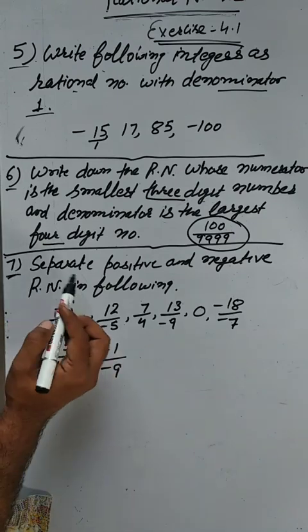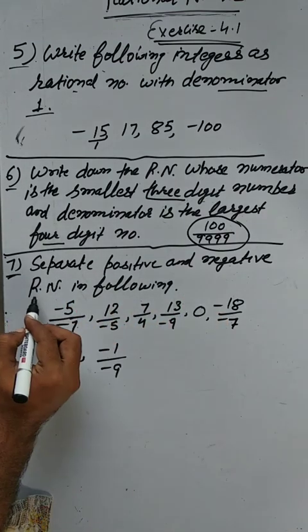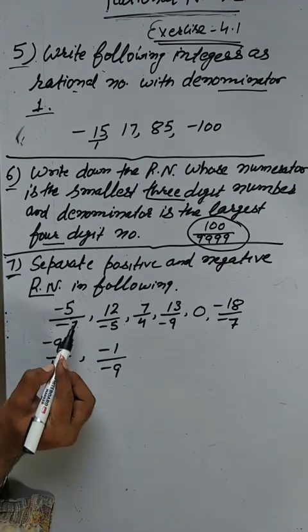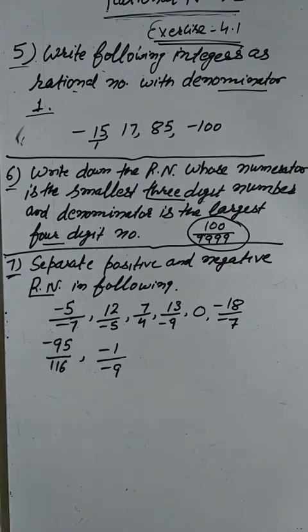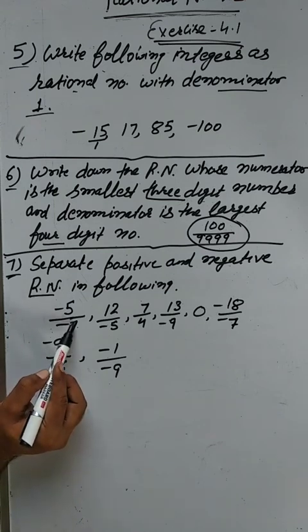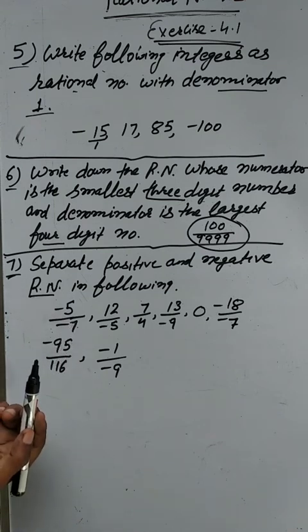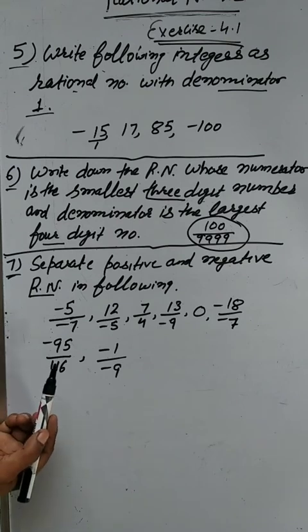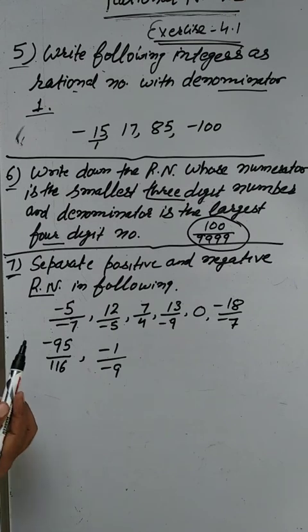Seventh question. Separate positive and negative rational numbers. You have been given some rational numbers. You have to identify which is positive, which is negative. I have already explained positive rational numbers are the rational numbers whose numerator and denominator are in the same sign. And negative are the rational numbers whose numerator and denominator are opposite in sign. Clear, beta?